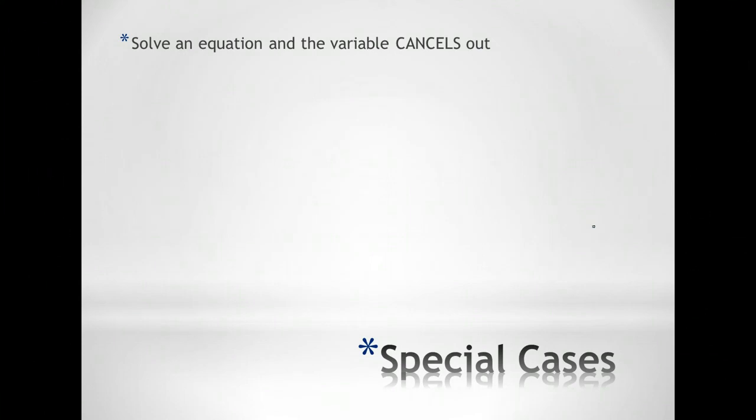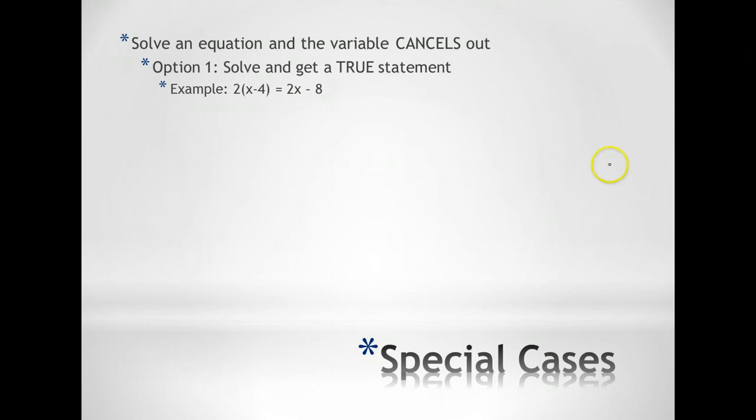So let's go through some special cases. One of them is what happens if you're solving an equation and the variable cancels out. So for example, what if I have the equation shown right here, 2(x minus 4) equals 2x minus 8. Well, if I were to just go ahead and solve this, my first step would be to distribute.